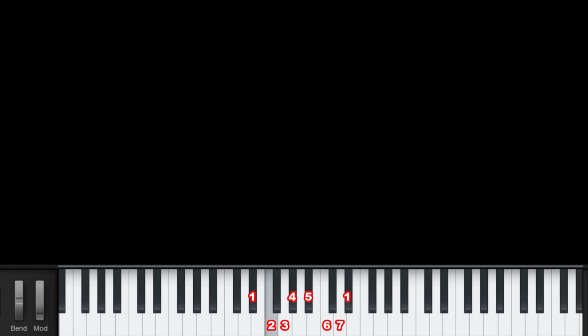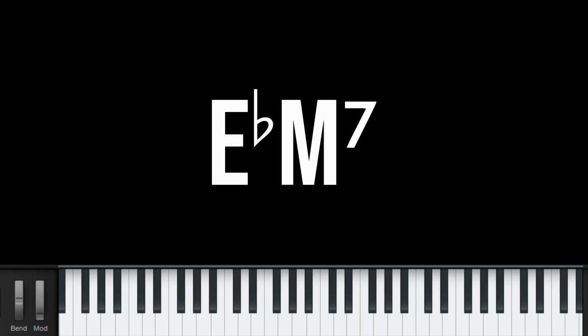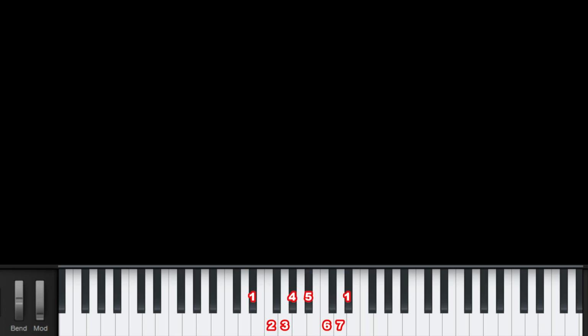Play the major scale. 1, 2, 3, 4, 5, 6, 7. Now, a major chord. 1, 3, 5. Right. Now, play a major 7th chord. That is a chord extension. The 1, the 3, the 5, and the 7. Wow. And you write it like this. Got it? Now, add the 9.